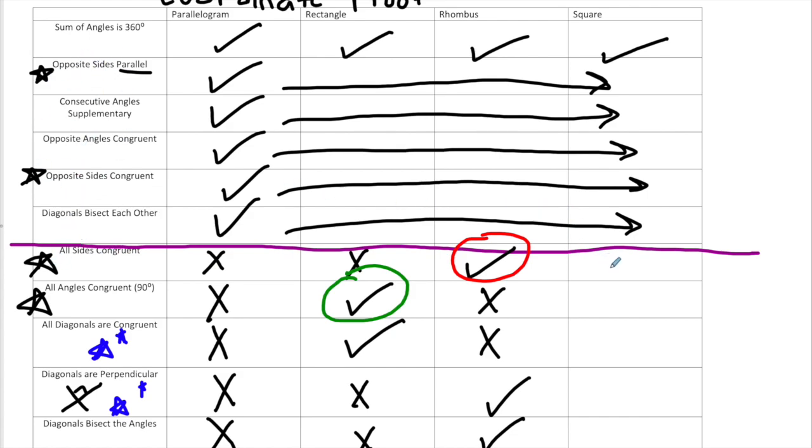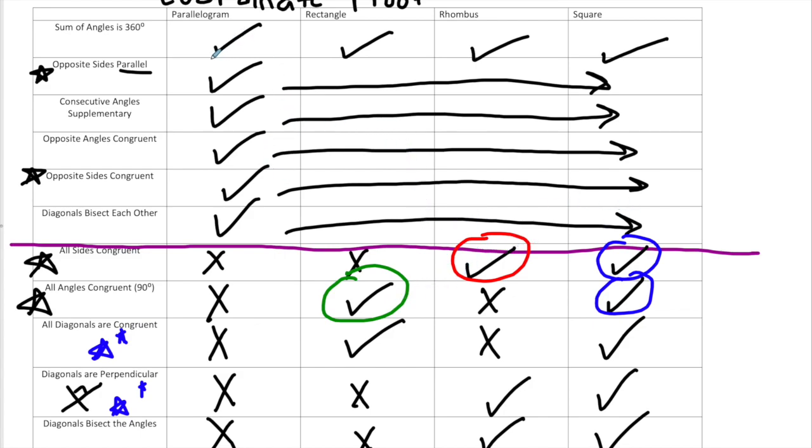And then if I'm asking you to show a square, well, squares are actually really cool because everything is true about a square. Okay, so with a square, you need to show all angles are congruent to rule out a rhombus. If you can show that not only are all sides congruent, but all angles are also congruent, then that makes sure that it's a square, because the only shape with both of these properties is a square, okay?